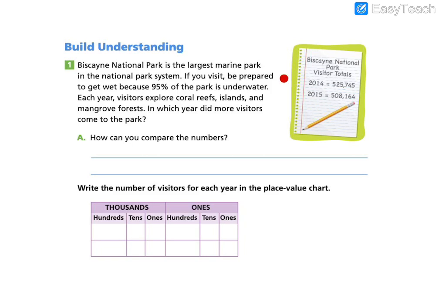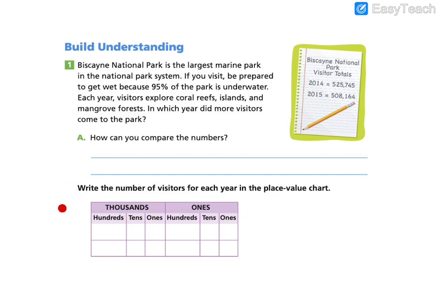So it's giving us the total visitors over here in this section. It tells us that in 2014, 525,745 people visited. And in 2015, 508,164 people visited the national park. So the letter A is asking us, how can we compare these numbers?